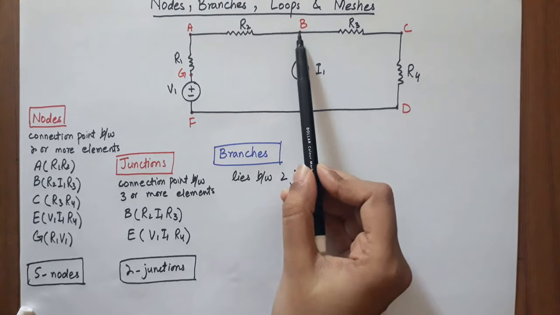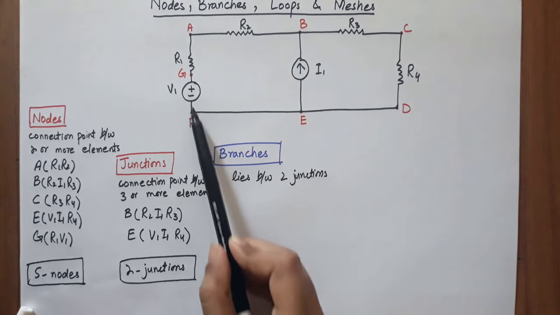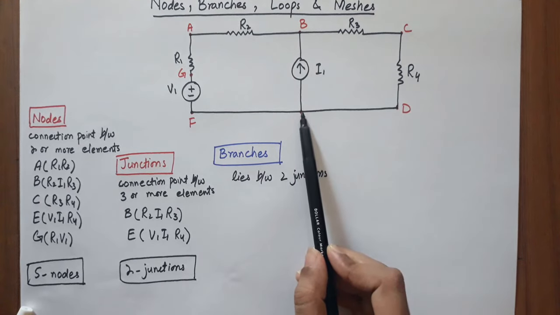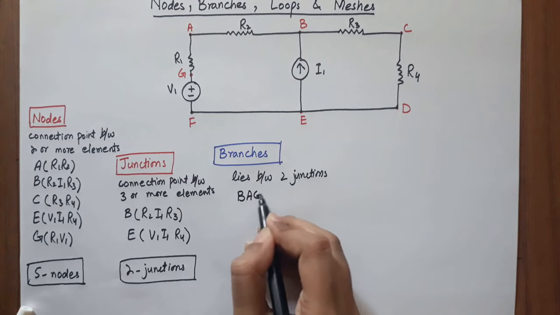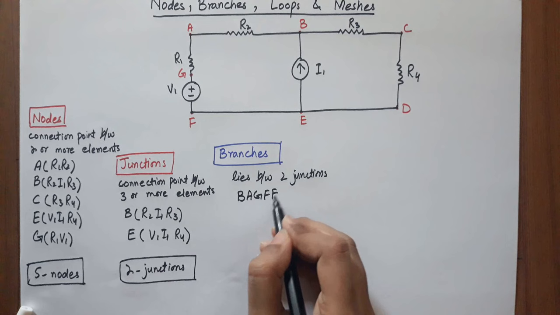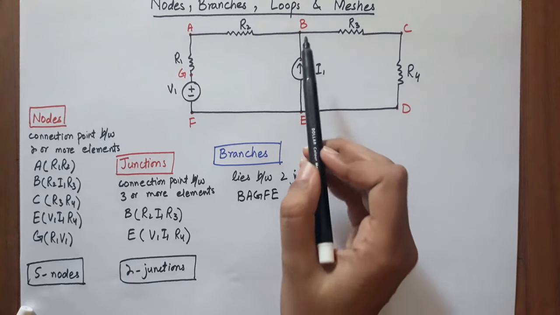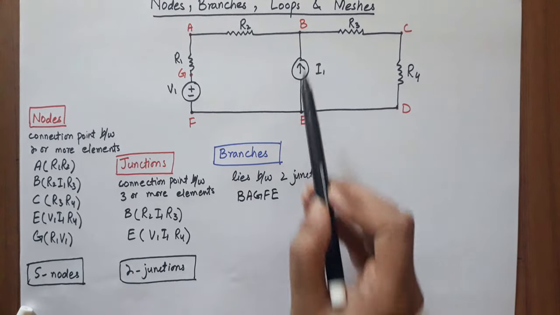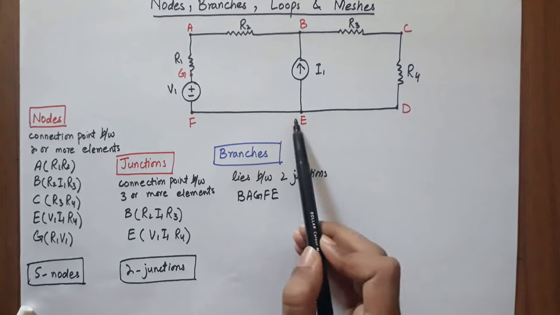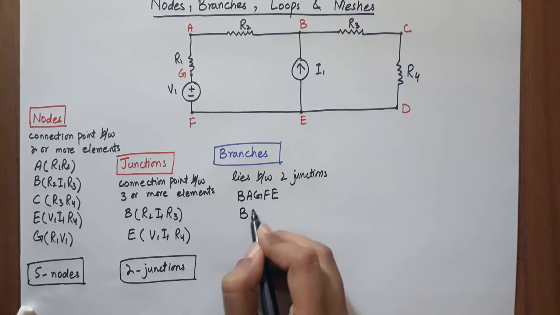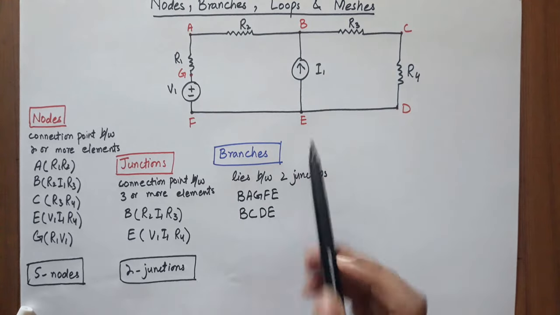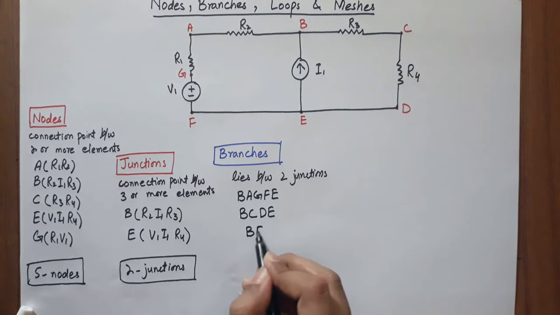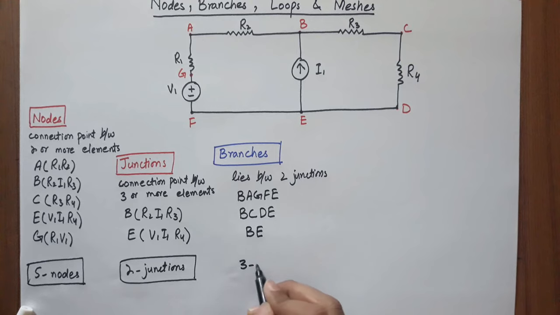From B to E, there is a path B to A, G, F, E. So this is a branch. Again, from B to E, there is a path B, C, D, E. So this is the second branch. Again, from B to E is also a path, B, E. So we have three branches in this circuit.